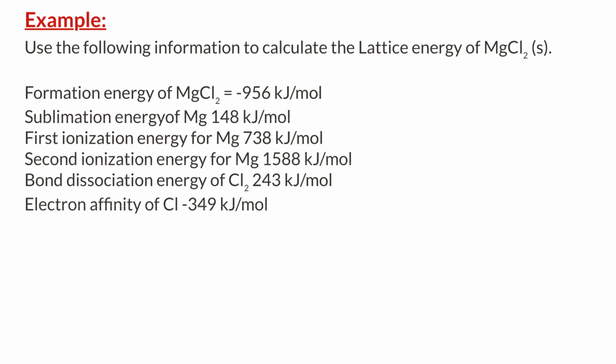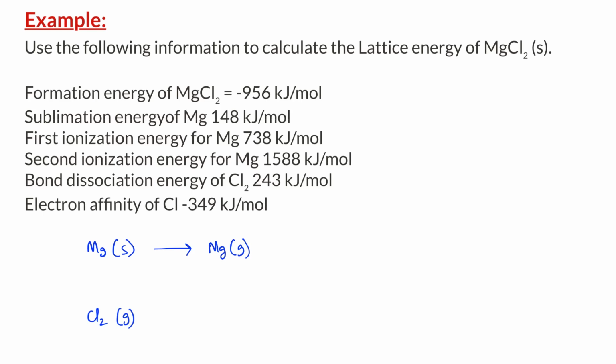First, let us have a rough sketch of the steps that happen inside the reaction container towards the formation of magnesium chloride. We start with the reactants in their standard states, that is, magnesium in its solid state and chlorine in the gaseous form. First, magnesium solid gets converted into magnesium gas. This process is called atomization or sublimation.